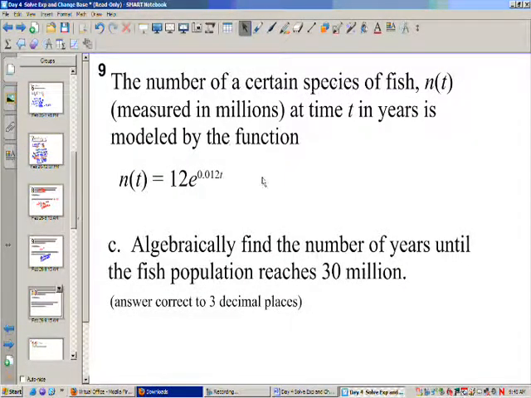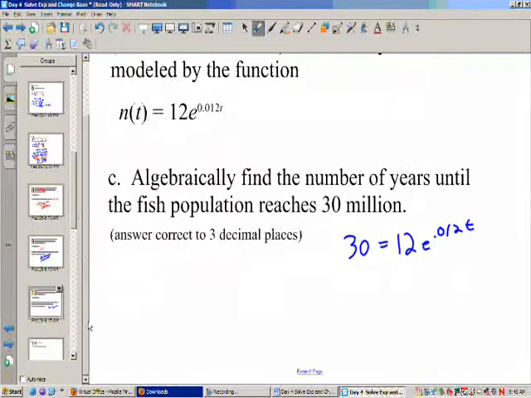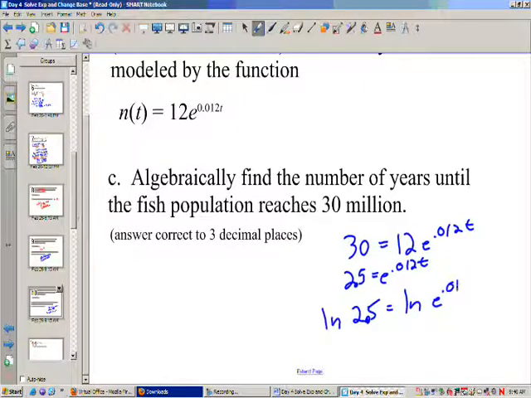The number of certain fish are measured in millions, modeled by that equation. Algebraically find the number of years until the fish population reaches 30 million. Now we'd say 30 is equal to 12 e to the 0.012 t. So the first thing we do is divide by 12. So 30 divided by 12 is equal to 2.5, which is equal to e to the 0.012 t. And now to get rid of an e, we do a natural log on both sides. So natural log of 2.5 is equal to the natural log of e to the 0.012 t. Now natural log of e to this is like saying e to which power is e to the 0.012 t, which those things cancel out. It's just 0.012 t is equal to the natural log of 2.5.